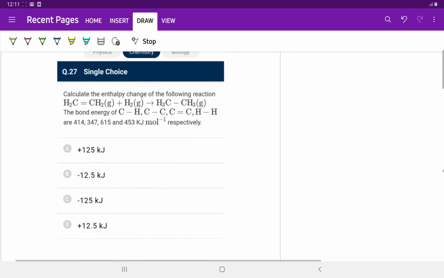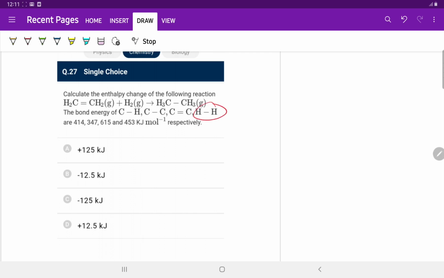Question number 27. Calculate the enthalpy change of the following reaction: CH2 double bond CH2 plus hydrogen gives CH3 CH3. Okay, the bond energy of reactant minus bond energy of product. How to solve this question? There is a mistake in this question.